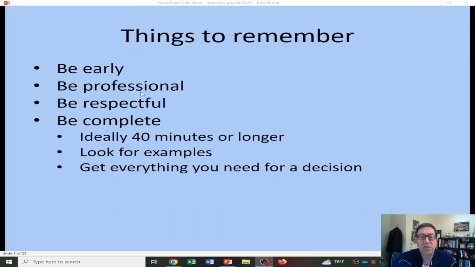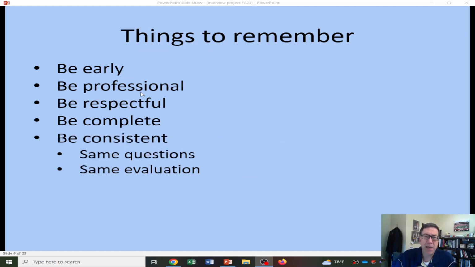Be early, be professional, be respectful, be complete, and be consistent. For procedural fairness, you need to have the same questions for everybody, and you need to have the same evaluation standards and scoring mechanism, i.e. matrix, for everybody. That makes sure that everybody has the exact same opportunity as everybody else, and nobody can complain or challenge that you showed favorites in the process.